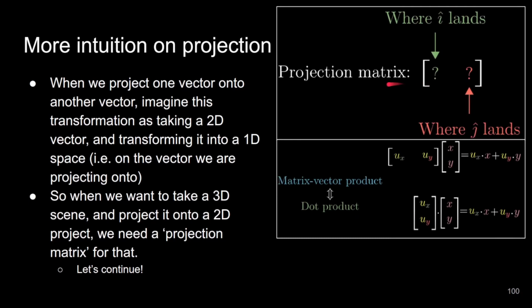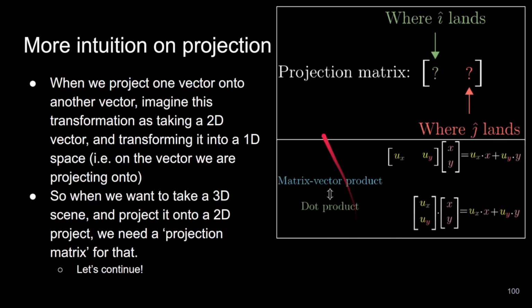Okay, so projection basically means we are reducing a dimension. When we project a 3D point onto a 2D screen, we need a projection matrix for that. We learned about projection operations with a vector, where we essentially said, if I projected one vector onto the other, where does it land? Sort of on that vector. And you can imagine that other vector is sort of a number line.